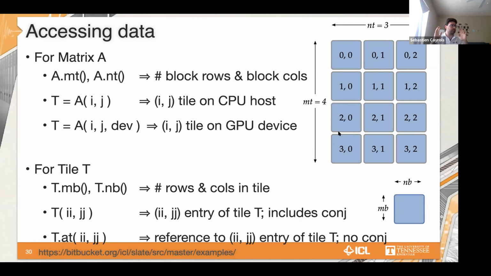That is good. We have the same routines if you want to play with the data that are inside the tile. We have T.mb() and T.nb() to get the number of rows and columns of the tile. And then if you want to access one entry, let's say (ii, jj), you're going to do T(ii, jj). You can also do T.at(ii, jj). The only difference between those two is that with the second one, you're not getting the conjugate of the value. So this is something to know.